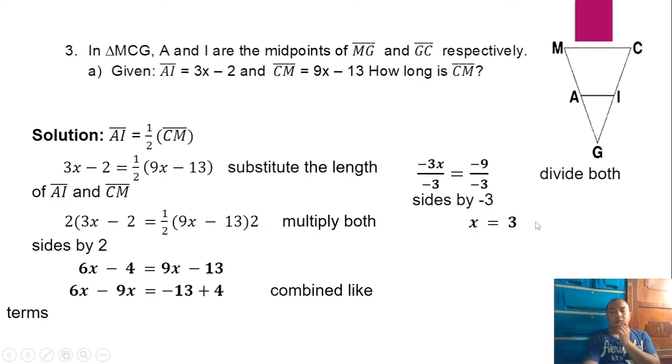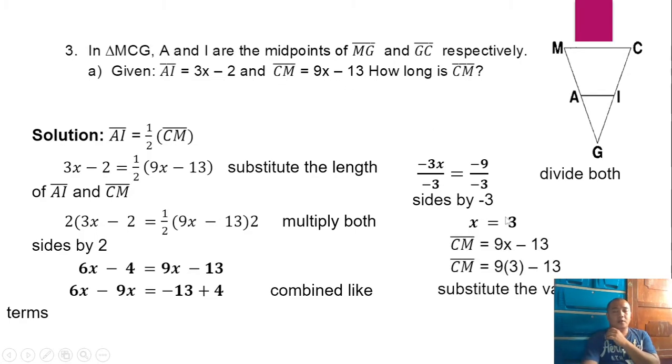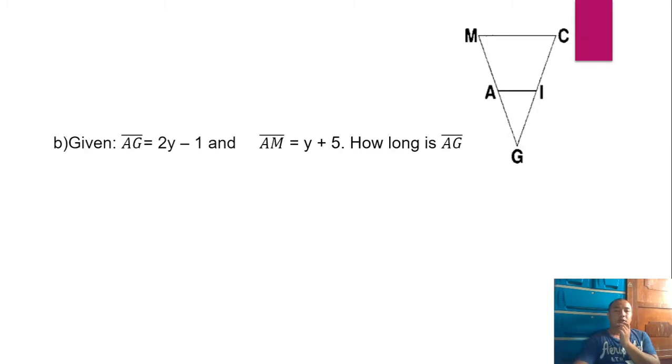So if x is equal to 3, how long is CM? CM is 9x minus 13. So 9 times 3, 27 minus 13. That will be the length of segment CM, which is equal to 14. Yun. 27 minus 13 is 14. 14 units is the length of segment CM.